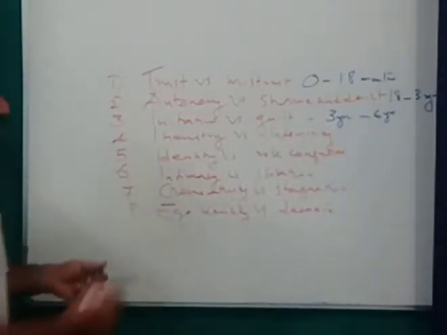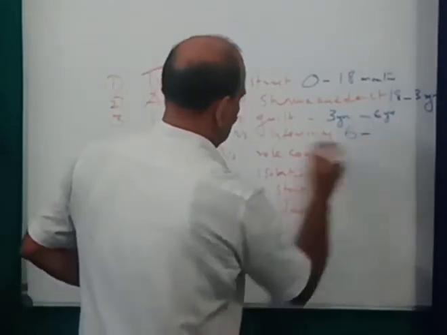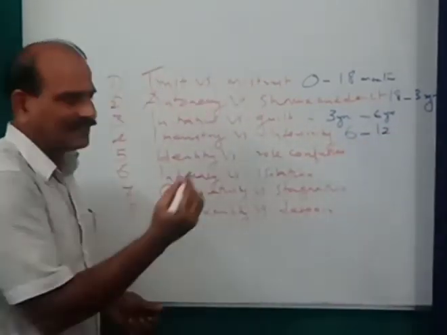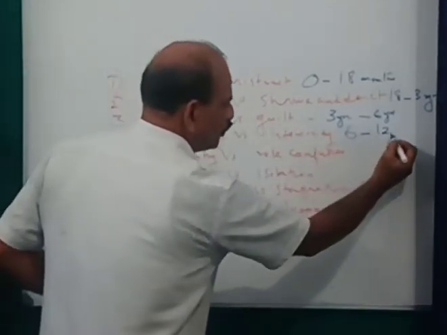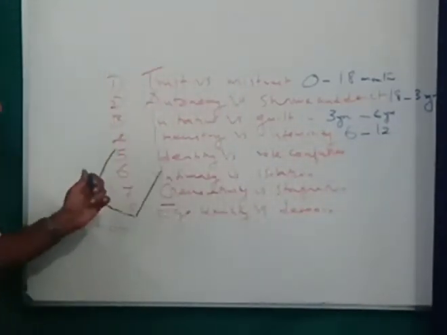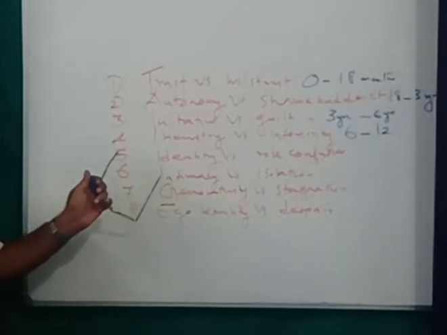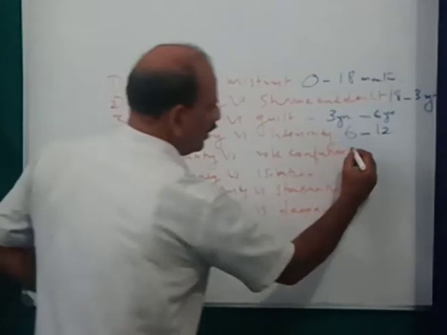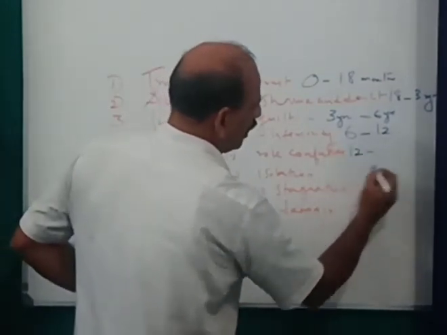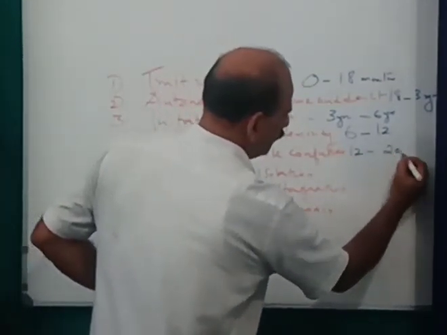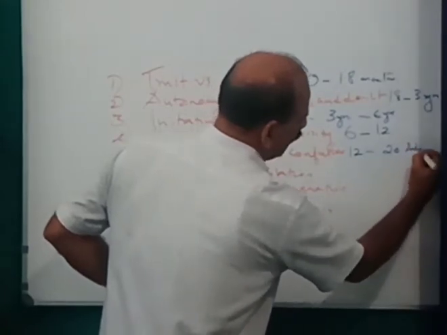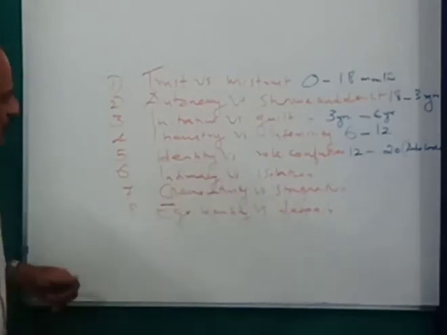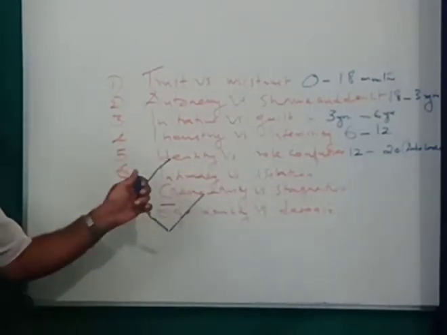And the fourth one, industry versus inferiority, starting from 6 years onwards and continuing up to 12 years. Then the fifth one, identity versus role confusion, 12 years of age and continuing up to 20. That means the stage of adolescence.